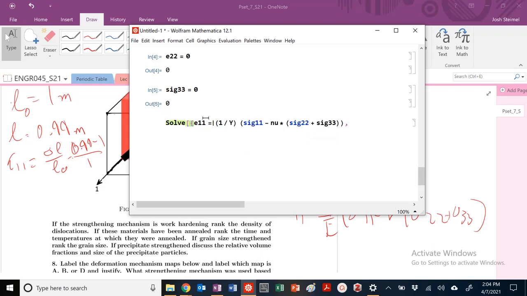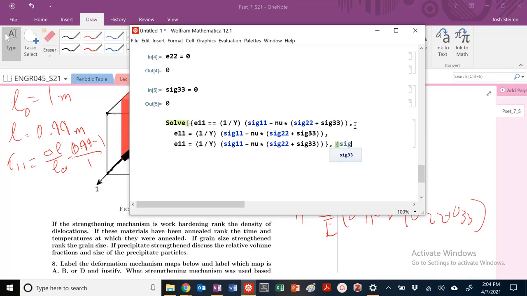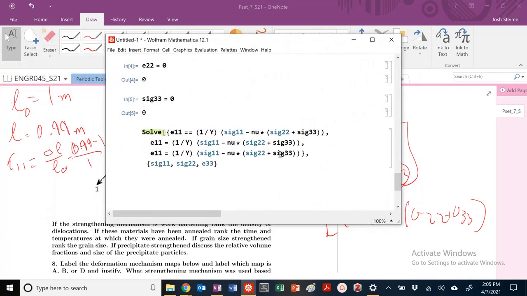I'm going to do double equal sign so I can actually solve this problem. There. And I want to solve this for epsilon 11, because I don't know what that is. I don't know what sigma 22 is, and I don't know what my E33 is. I'm pretty sure. Let me check which I get. That's one of my unknowns.